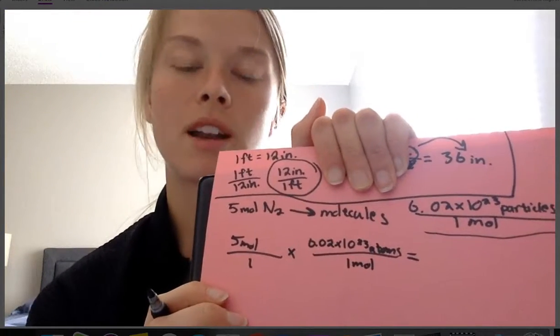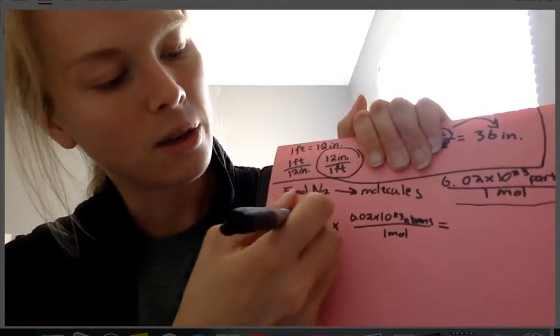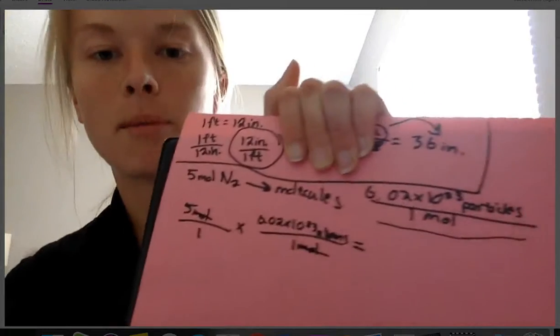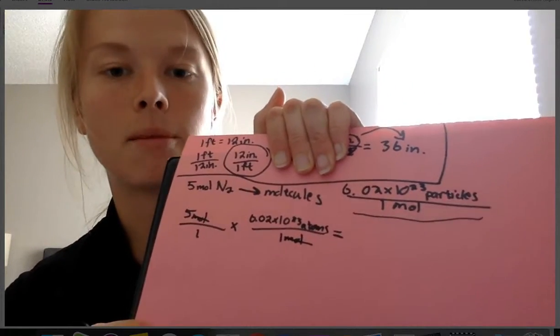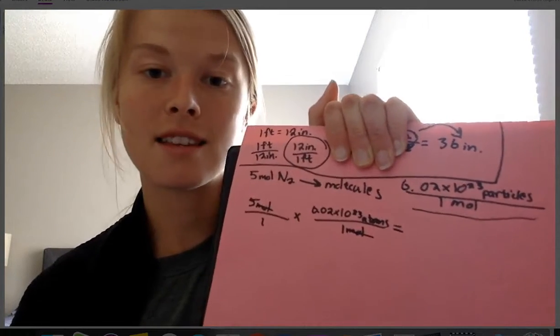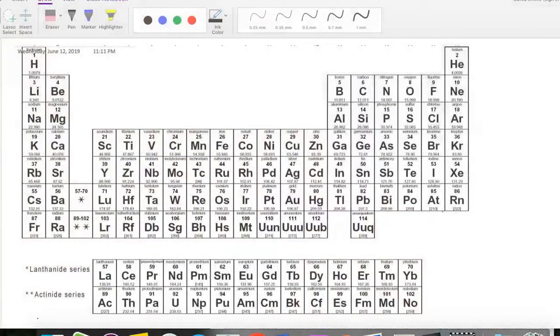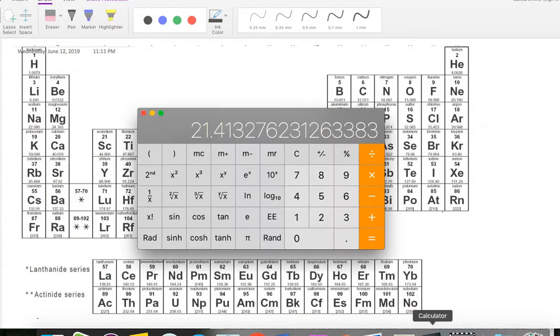Now, we just talked about if you have a unit on top and bottom, it's going to cancel out. So here, I can go ahead and cancel out my moles, and I'm going to be left with atoms, or in this case, molecules. So if I multiply these together, we'll be able to find that. So let me show you, let me flip my screen so you can see my calculator real quick. All right, so here is my calculator. I'm going to plug in the numbers that I got for my answer.